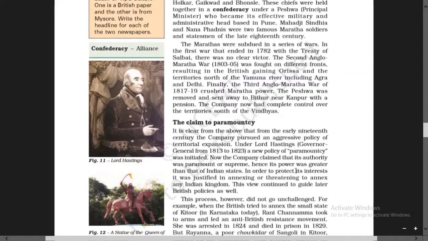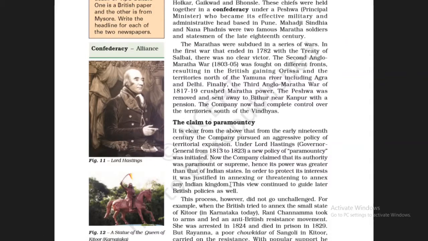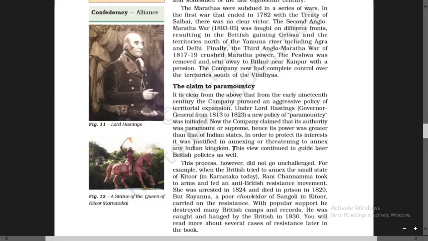In order to protect its interest, it was justified in annexing or threatening to annex any Indian kingdom. It was justified means it was reasonable in annexing or threatening to annex any Indian kingdom. This view continued to guide later British policies as well.